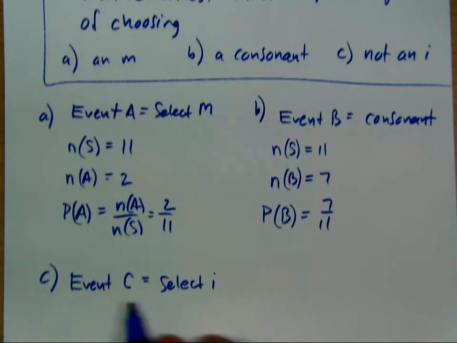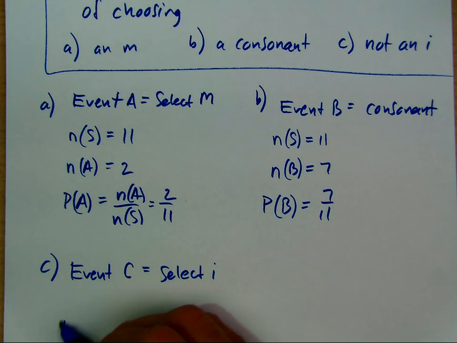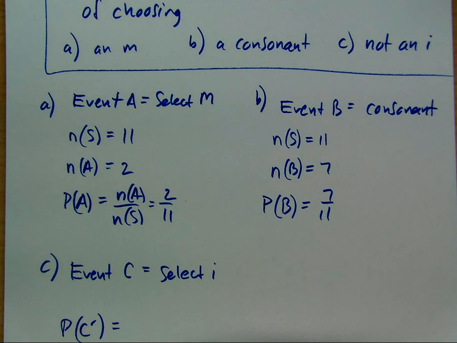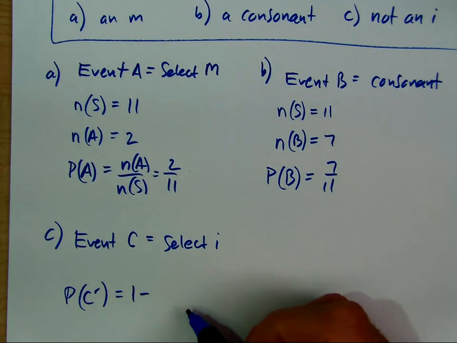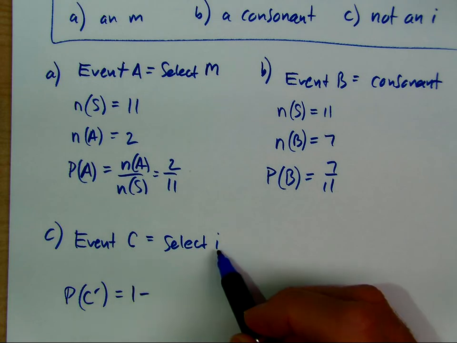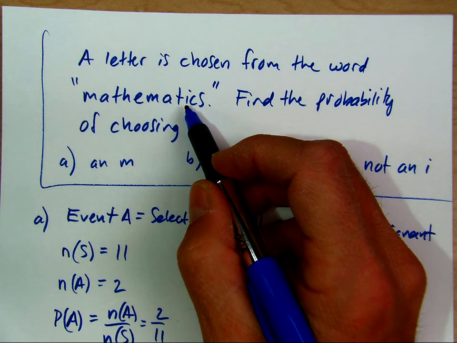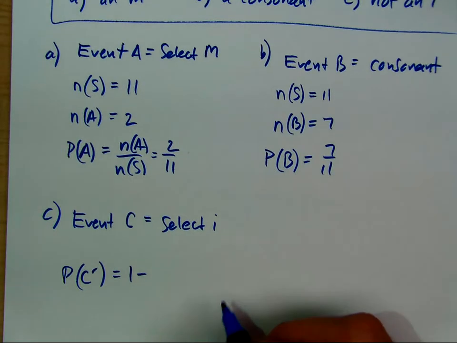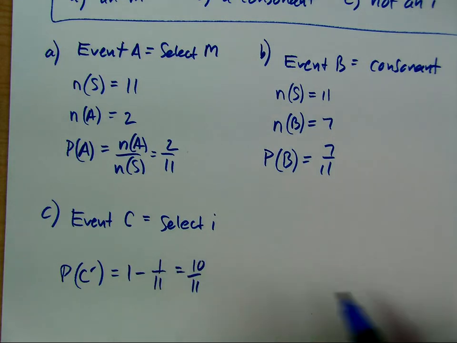So here, if event C is selecting an I, then we want the probability of not selecting an I, and that's going to be 1 minus the probability of selecting an I. Event C is selecting an I, so let's look at that. There's one I, so that's 1 out of 11. So 1 minus 1 out of 11 is 10 over 11. There's the probability of not selecting an I.